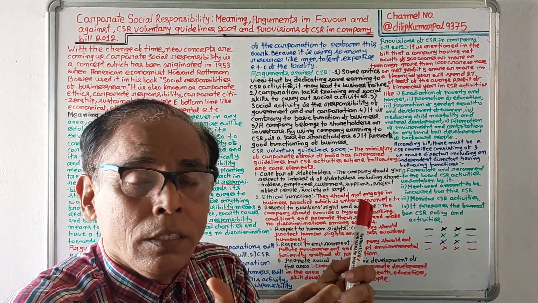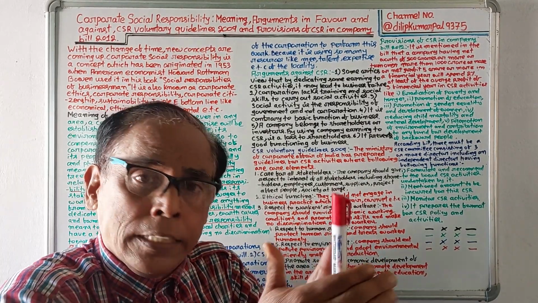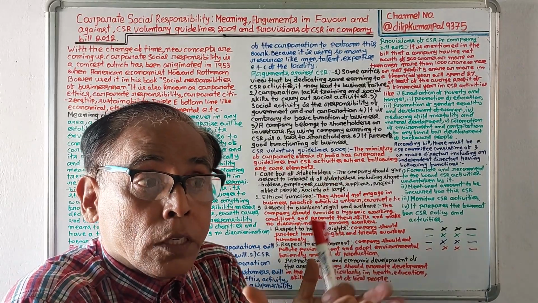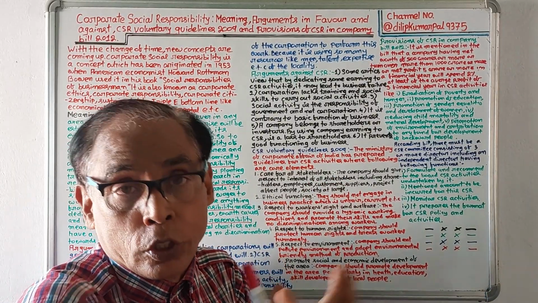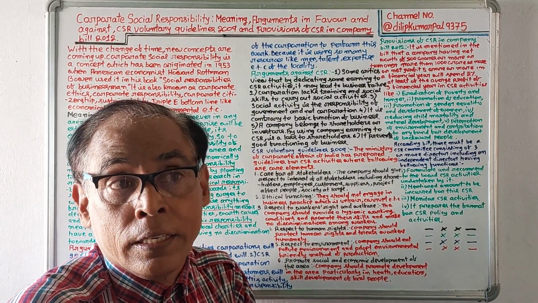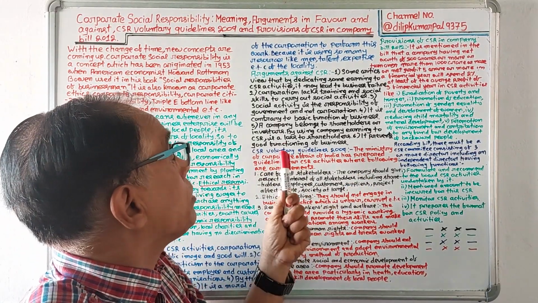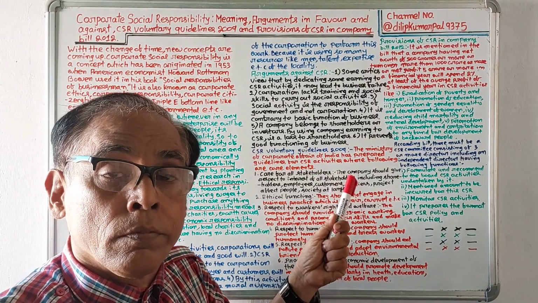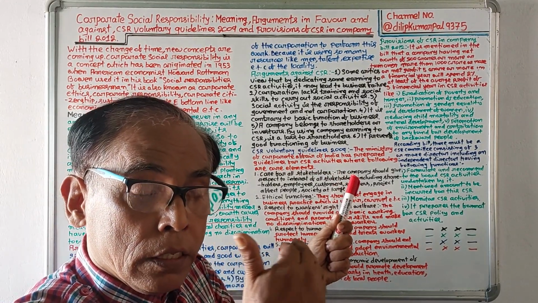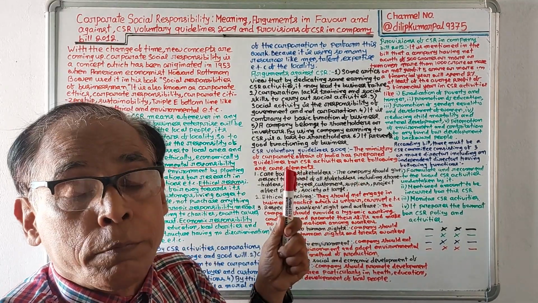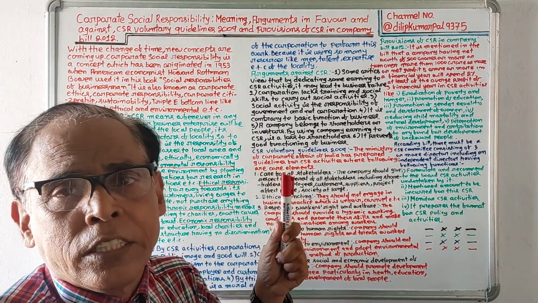A corporation is formed by shareholders and investors. Whenever a portion of the corporation is given for the social development of the locality, it will be a loss to the shareholders. Finally, it prevents the good functioning of business. By getting involved in CSR activity, it will prevent the good functioning of the business. So these are arguments against CSR activity.